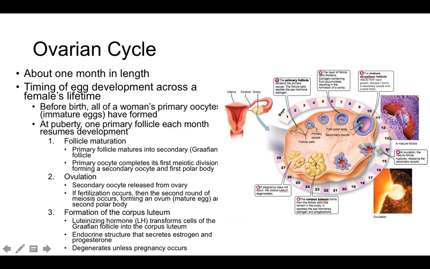So we have follicle maturation, then we have ovulation. This is when the oocyte is released from the ovary. This happens right about here. And then the formation of the corpus luteum moves from here to here. The corpus luteum, should this egg become fertilized, is what will release progesterone to maintain a pregnancy. If pregnancy does not occur, the corpus luteum degenerates, as does the endometrium. The endometrial lining will be sloughed and removed, as will the oocyte be released from the female body.